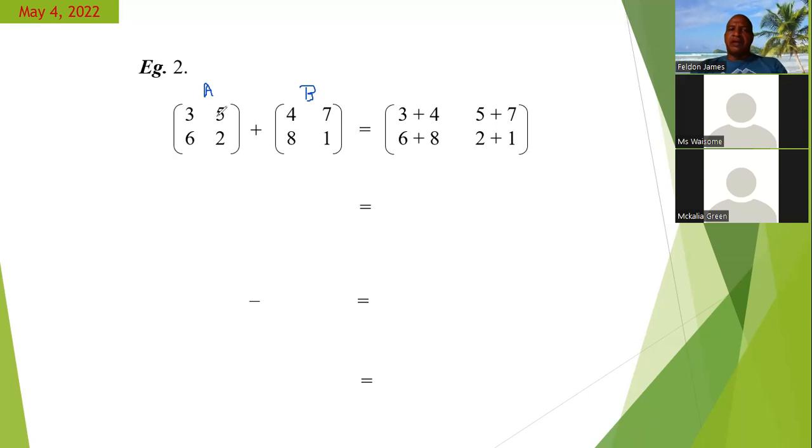So we add 3 with 4, 5 with 7, 6 with 8, and 2 with 1. All right, so once you have done that, then we would simplify our result. 3 plus 4 gives you 7. 6 plus 8 gives you 14. 5 plus 7 gives you 12. And 2 plus 1 gives you 3.